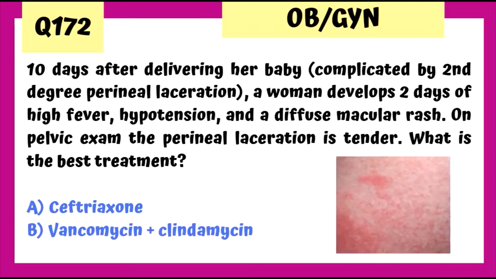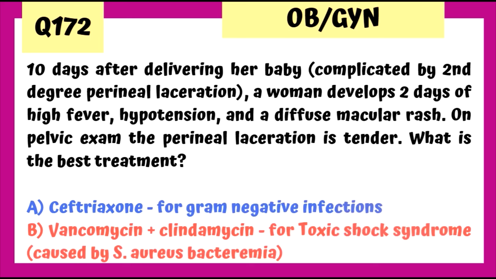Question 172, 10 days after delivering her baby, a woman develops 2 days of high fever, hypotension, and diffuse macular rash. On pelvic exam, the perineal laceration is tender. What's the next best step? So here, the macular rash and fever and this perineal laceration remind us of toxic shock syndrome associated with Staph aureus. We give vancomycin and clindamycin.